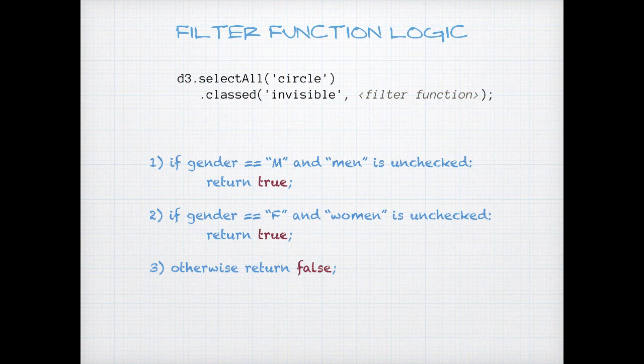However, when both of these conditions are true, gender equals men and men is unchecked, then we will apply the class called invisible. When the gender of that circle or that data point is female and women is unchecked, both of those conditions are true, then we will return true and we will, yes, apply the class called invisible to that circle as well.